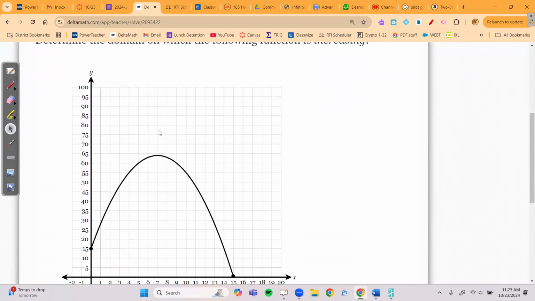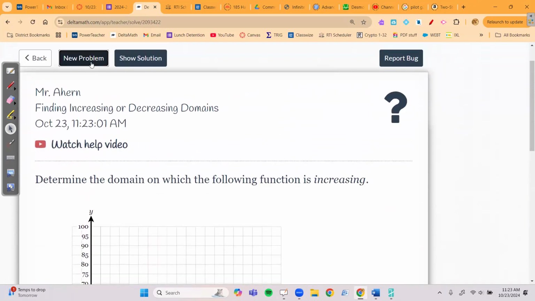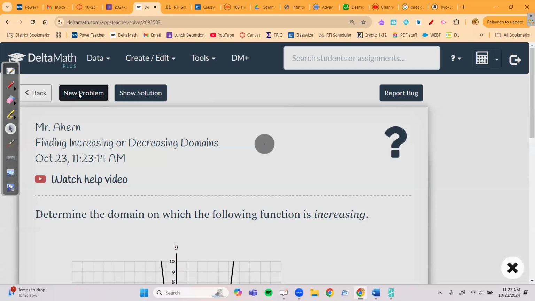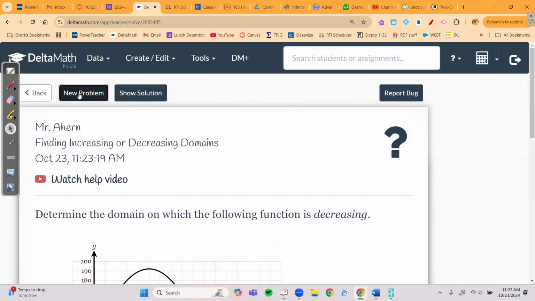Is this a decreasing? Okay, let me get to a decreasing. Honestly, it's the same thing, bro, but I'm sorry. Why are these all increasing?